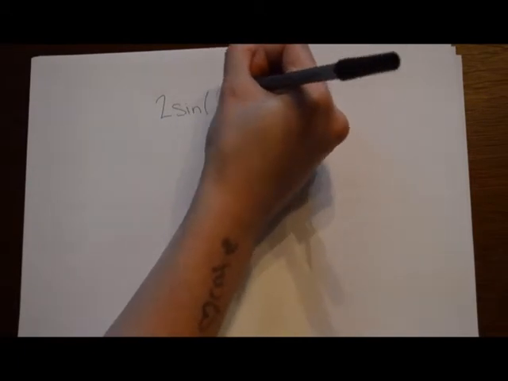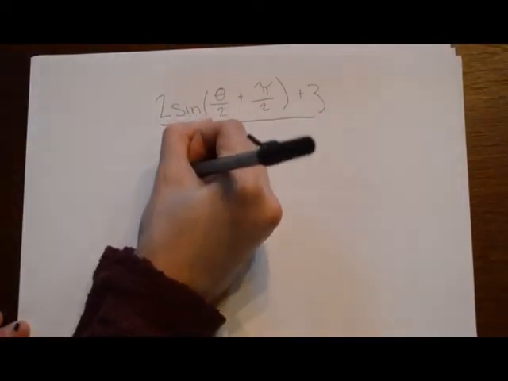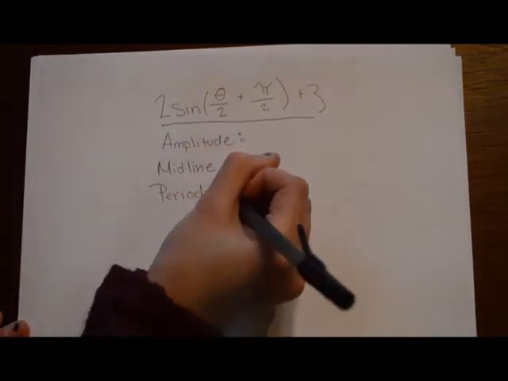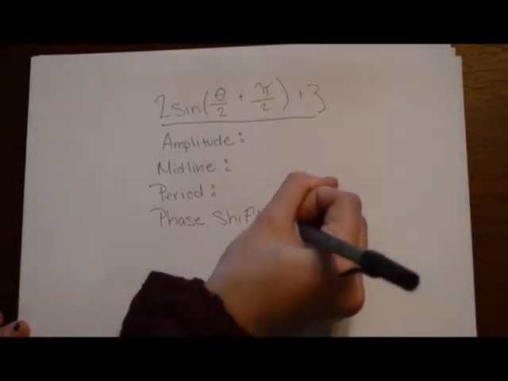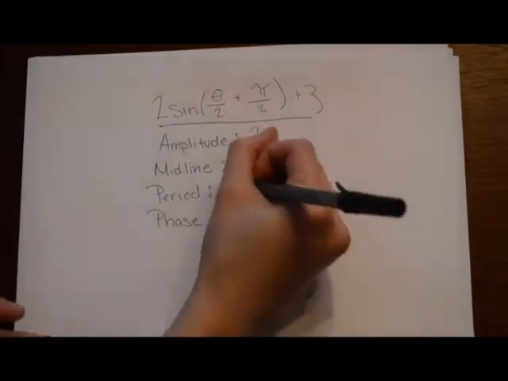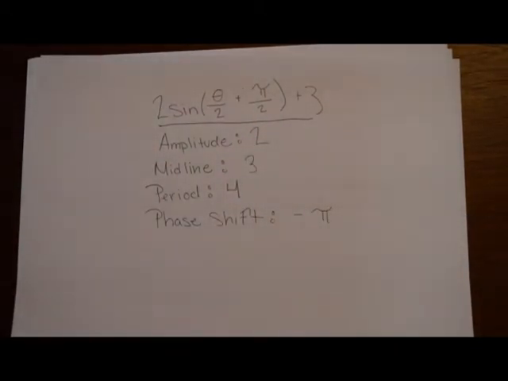Our final and toughest equation is 2 sine parentheses theta over 2 plus pi over 2 parentheses plus 3. The next step is, of course, to find our amplitude, midline, period, and phase shift. Our amplitude is 2, our midline is 3, the period is 4 pi, and the phase shift is negative pi.